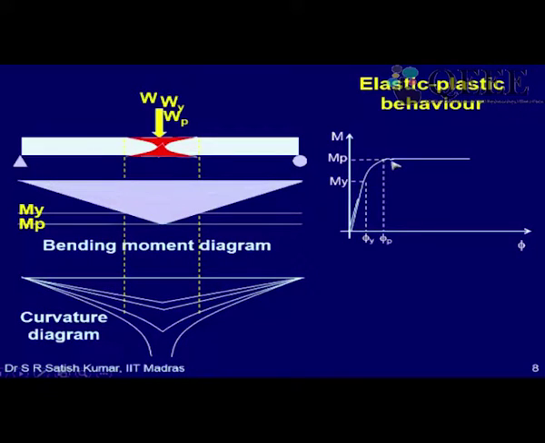In real materials, after you cross the yield plateau, there is strain hardening happening. So the deflection will not become infinite, it will remain at some point. But anyway, the beam has failed.